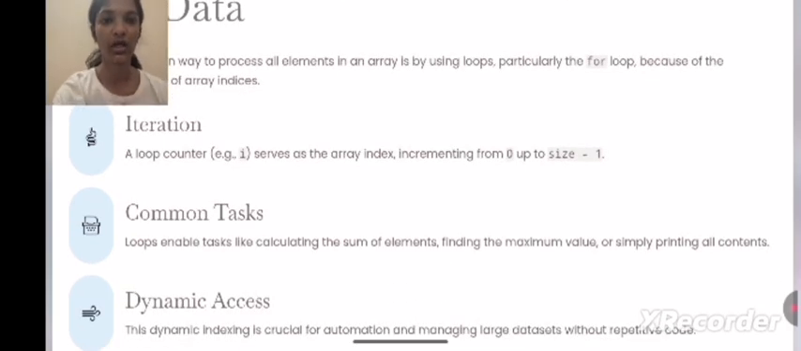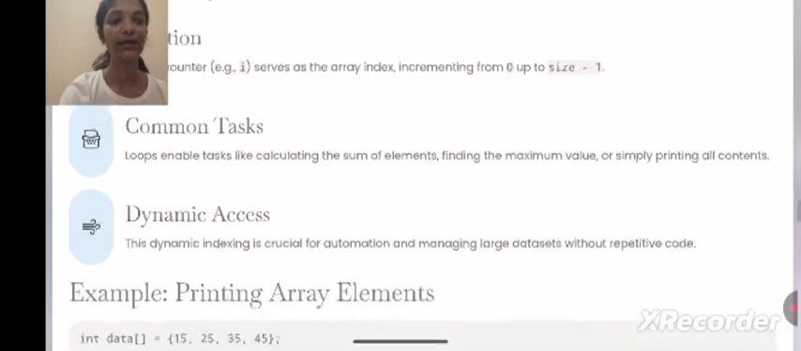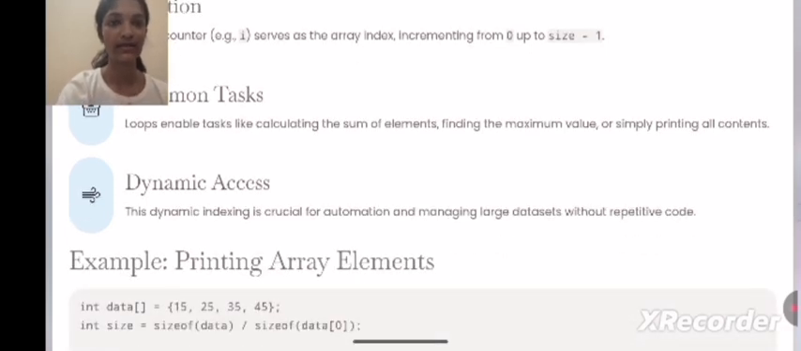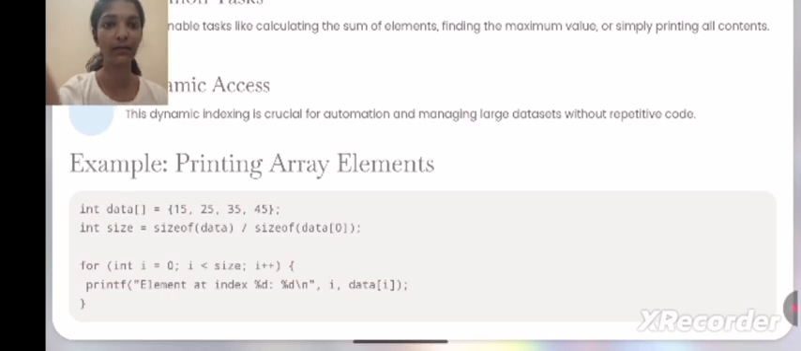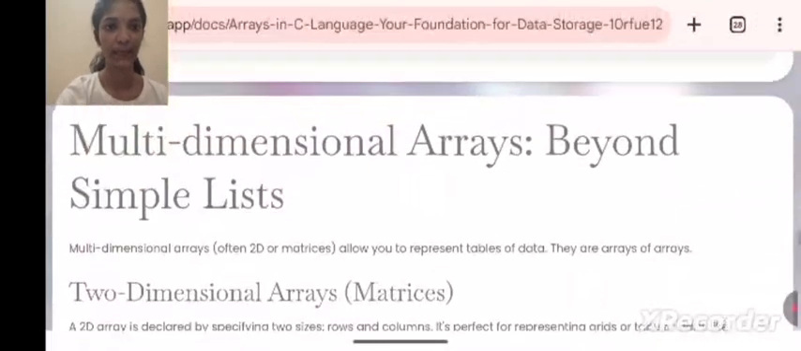Common tasks: loops enable tasks like calculating the sum of elements, finding the maximum value, or simply printing the contents. Dynamic access: this dynamic indexing is crucial for automation and managing large datasets without repetitive code. Here is an example for printing array elements using this syntax.